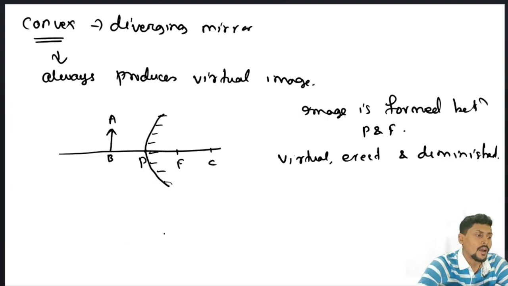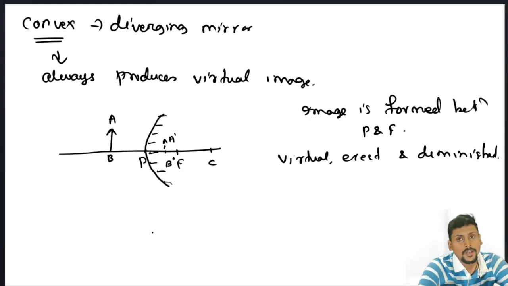Okay, so the image will form. Suppose A dash B dash is the image. So the image will be formed in between pole and focus. It is virtual, erect and diminished. And if the object lies at infinity, then where will the image be formed? The image will be formed at the focus. It will be virtual, erect and highly diminished.